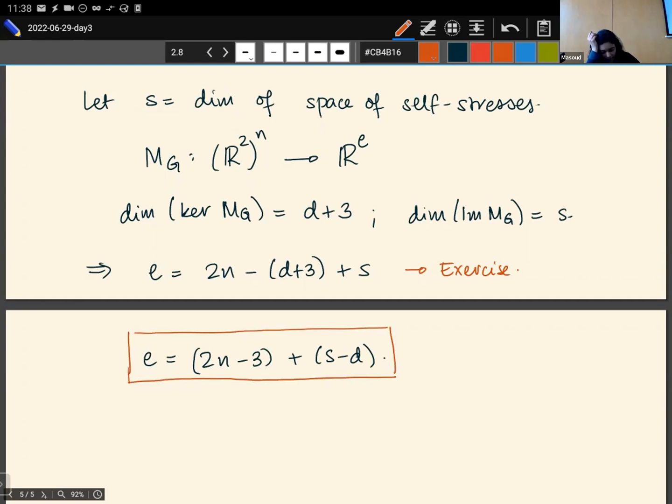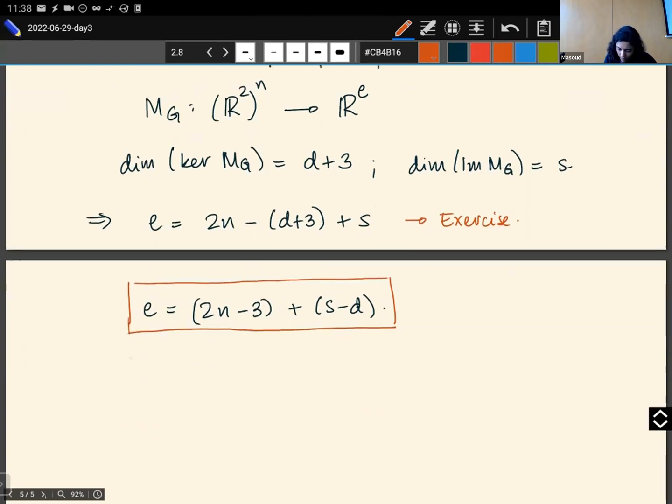If a framework is infinitesimally rigid, that's the same thing as saying that D is 0. S is the dimension of something. It has to be non-negative. So this immediately implies that if a framework is infinitesimally rigid, then the minimum number of edges that it needs to have is 2n minus 3. So this proves the minimality proposition. If D equals 0, then E has to be bigger than or equal to 2n minus 3. Anything with fewer edges than that is bad.